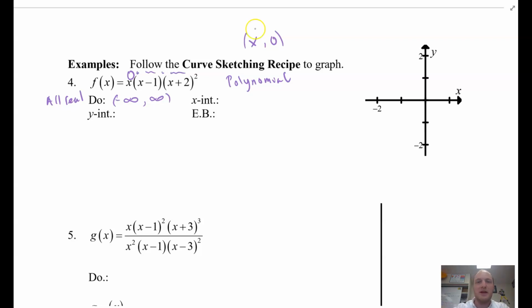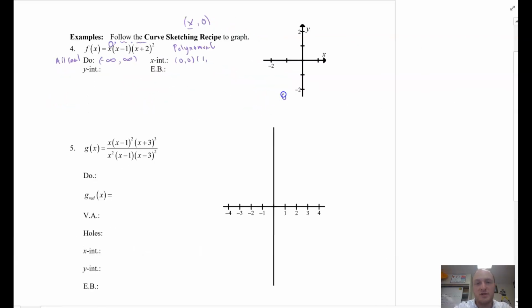And remember, for an X-intercept, we have an X value and our output is 0. So what we're going to do is take our function and set it equal to 0. So X times X minus 1 times X minus 2 squared. These are all equal to zero. And I can just set them equal to 0 and find the intercepts, right? So I have an X-intercept at 0, 0, an X-intercept at 1, 0.